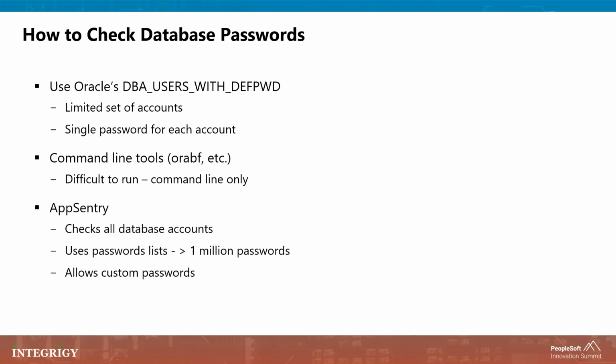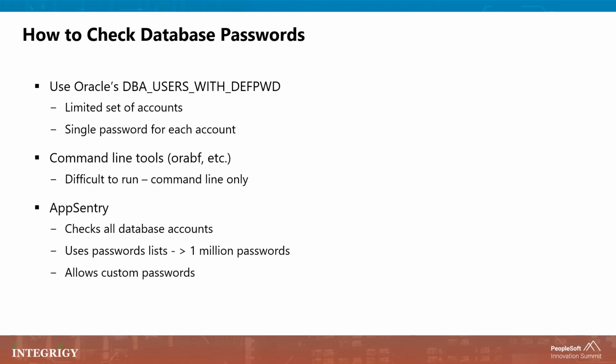There are other tools out there. One example is our tool, AppSentry, which will connect to the database and check each database account against 1 million passwords. And it can do that in 7 seconds. So if you're thinking this is hard to check these millions and millions of passwords, we check 1 million passwords for each account in 7 seconds. So it's very easy to check these accounts, but you do need a tool to overcome this problem.